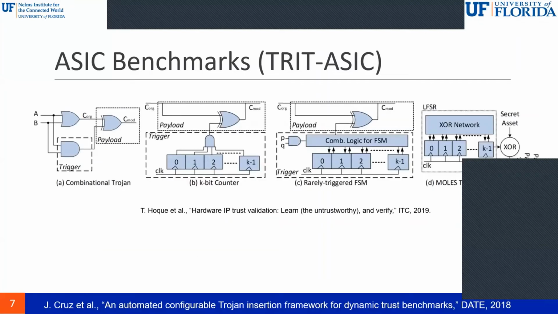So a bit about ASIC level structures. This is how several generic structures of ASIC level Trojans can exist. On the far left, we have a combinational Trojan that purely consists of combinational gates. In the middle two, we have sequential Trojans. It can be a very simple counter or some sort of FSM that, once it achieves its particular transitions or achieves a specific count value, will activate. And finally here we have this MOLES Trojan proposed by Lin et al. that essentially leaks an asset through a side channel. So we use these as our base structures for our Trojans.